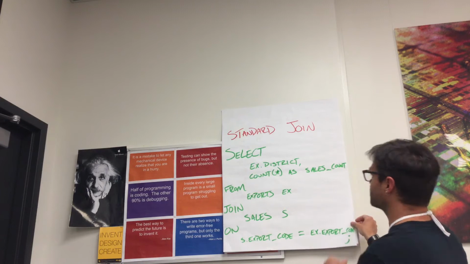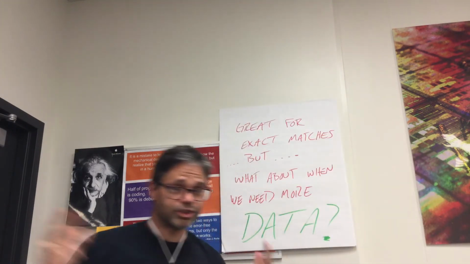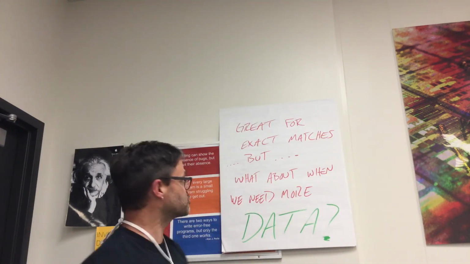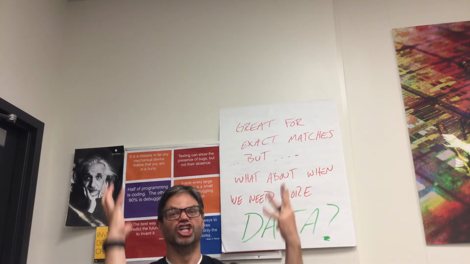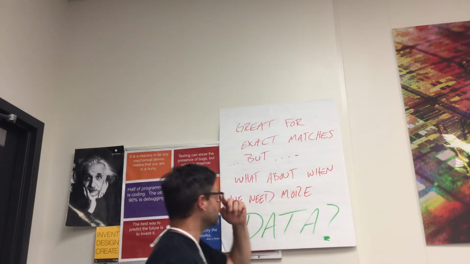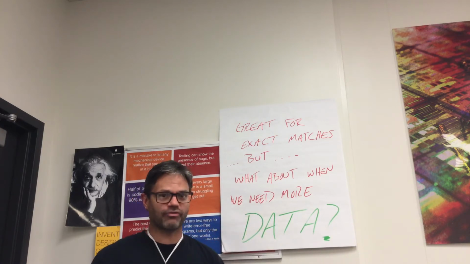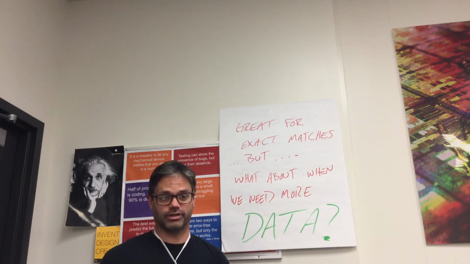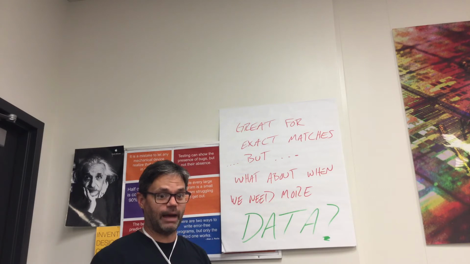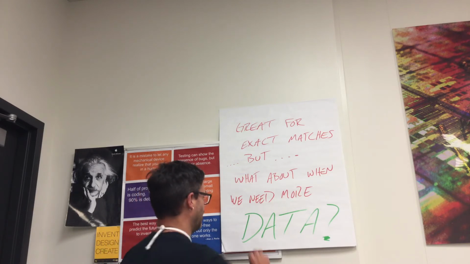So it's great to get the exact match, but sometimes we need more data. Yes, we need more. And so how are we going to do that? How can we access that extra data? So we have to look at how they structure a left outer join to make that happen. So let's go ahead and take a look at the code to make that happen and then talk about it as well.